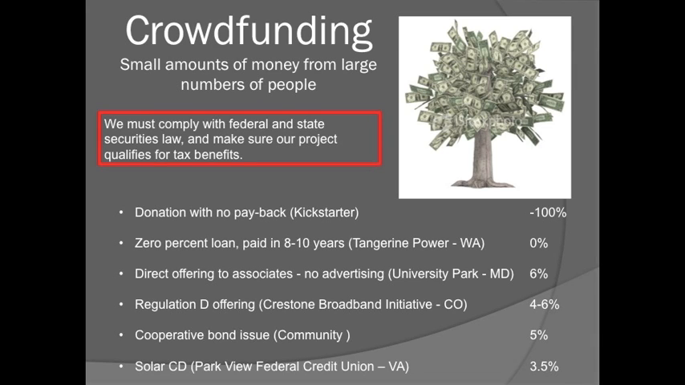Here we talk about the concept of crowdfunding, which is a way to raise small amounts of money from large amounts of people. This can be a minimum contribution of $10, $100, $1,000, depending on the structure of the array. So in this process, we must comply with federal and state securities law and make sure our project qualifies for whatever tax benefits are available. So these are the constraints around a crowdfunding model.